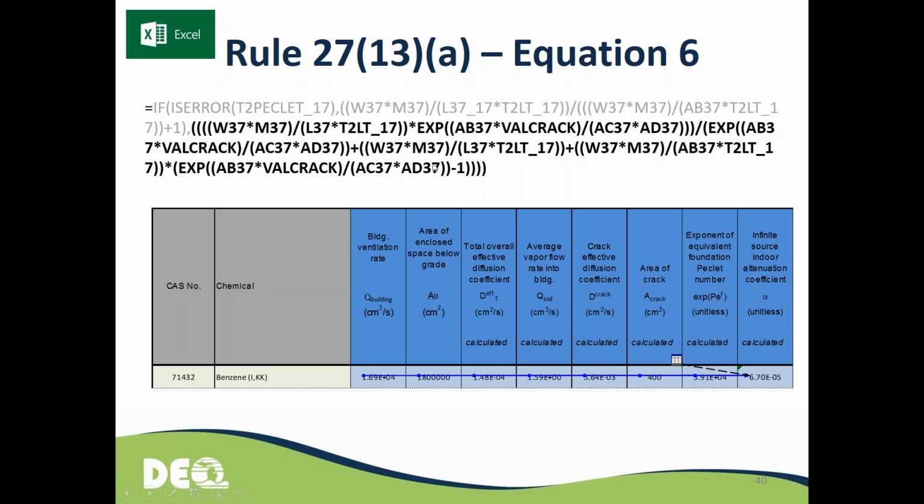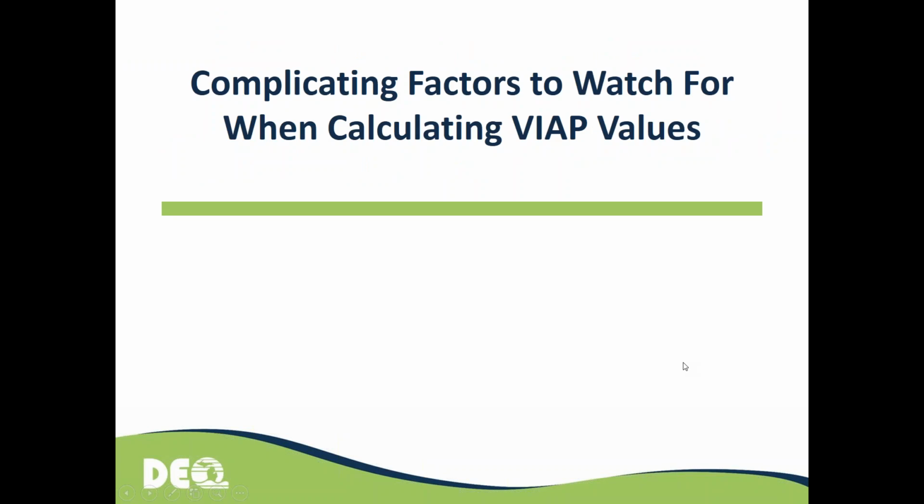So here's the Johnson-Ettinger model again. When you go to that cell, it actually will reach out to all the different cells in the calculator tab and pull those values. It also identifies if it has to pull prime values from other tables. So that's where I'll turn it over to Shane for a minute to talk about some exceptions.